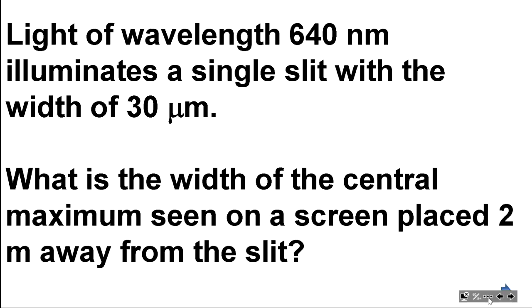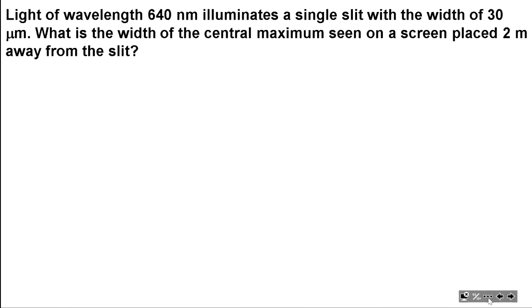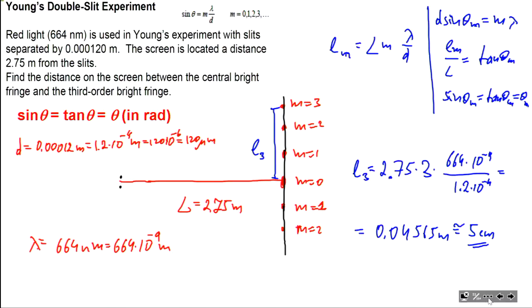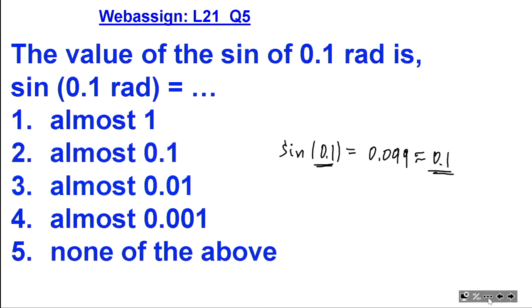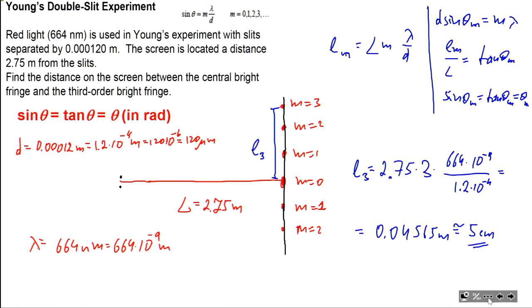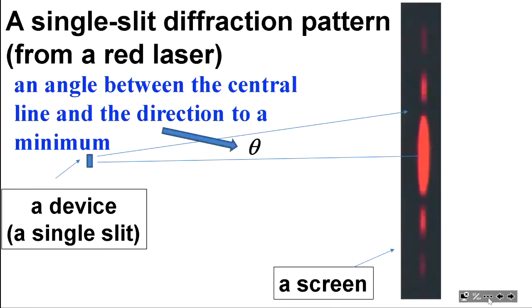Again, a red light travels through a single slit. You have to draw a picture. This is the slit. That's the screen. And we need to know how to draw a pattern because they are different. Again, this is the pattern for a double slit or double source: many consecutive bright and dark fringes. But for a single slit, the pattern looks different.